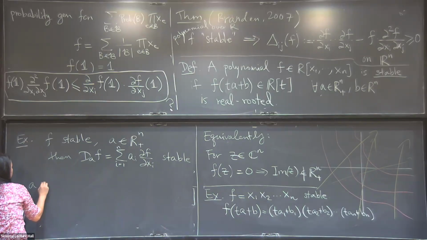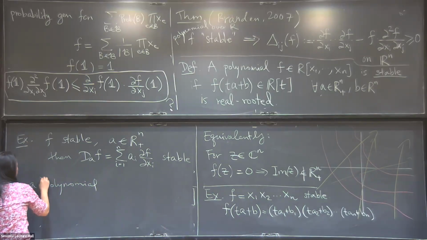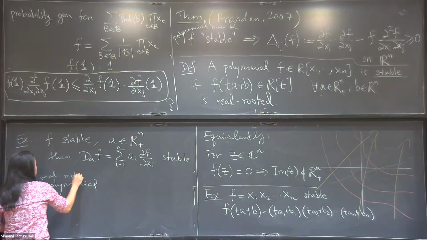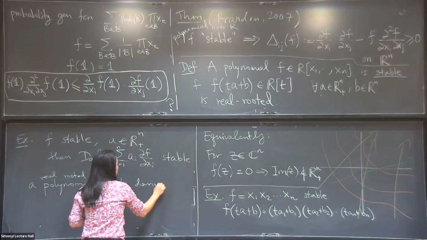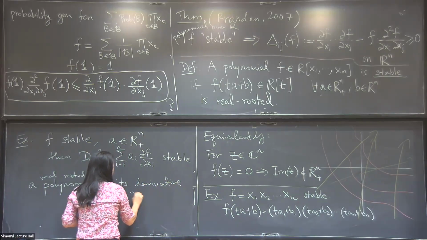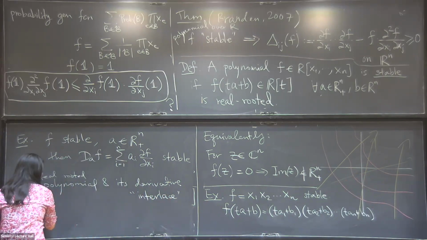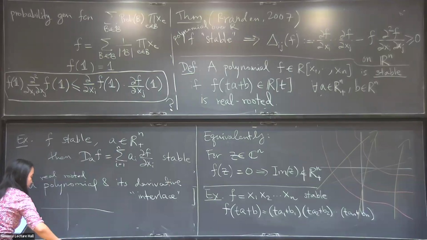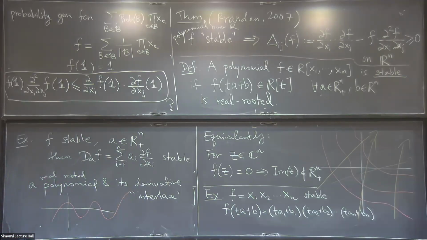This comes from the fact that a real rooted polynomial and its derivative, in the univariate case, interlace. In terms of picture, if you have a polynomial where all the roots are real, and you look at the derivative, by Rolle's theorem, between every two roots there's a root of the derivative.